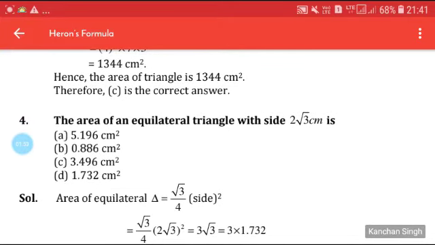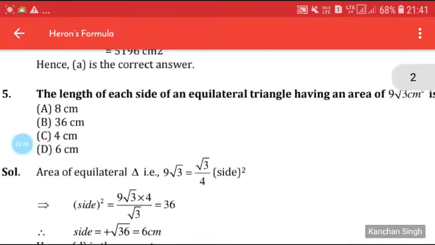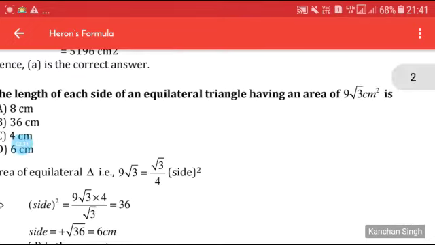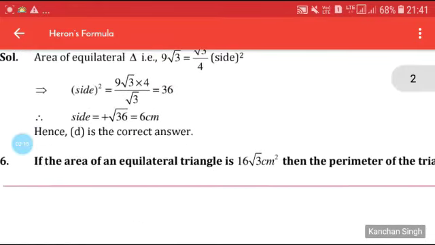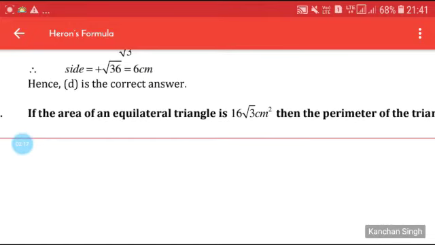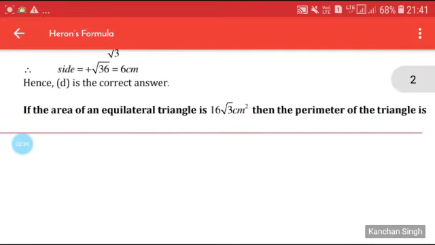Now see, this question will be solved by you people. The area of an equilateral triangle with side 2 root 3 cm each. So you have to remember the formula to find the area of an equilateral triangle. Now this question is also for you people. The length of each side of an equilateral triangle having an area of 9 root 3 cm square. That is also your part that you have to solve. After that, this is the same kind of question. If the area of an equilateral triangle is 16 root 3 cm square, then the perimeter of the triangle is?